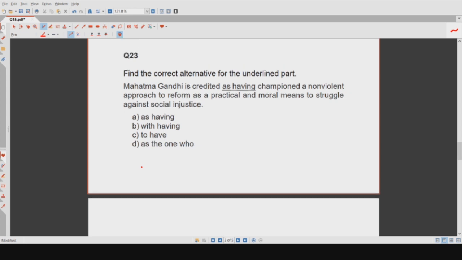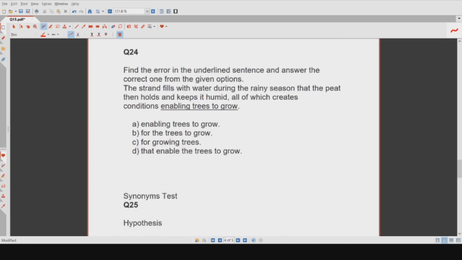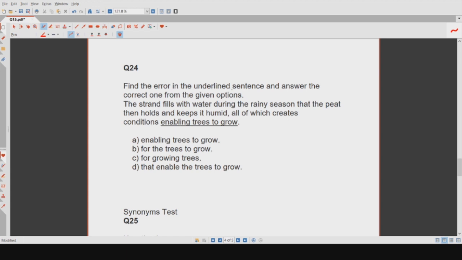Find the correct alternative for the underlined part. Mahatma Gandhi is credited as having championed a non-violent approach to reform as a practical and moral means to struggle against social injustice. In English, it is idiomatic usage to credit someone with having done something. So, our option B will be the correct answer. Mahatma Gandhi is credited with having championed. Question 24. Find the error in the underlined sentence and answer the correct one from the given options.